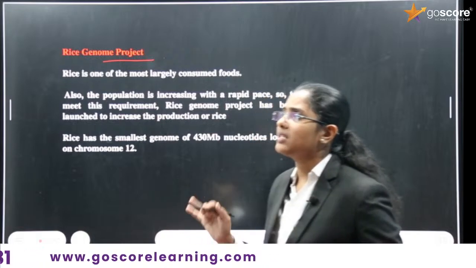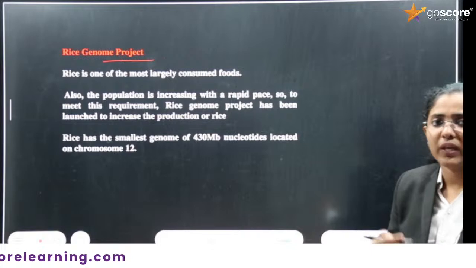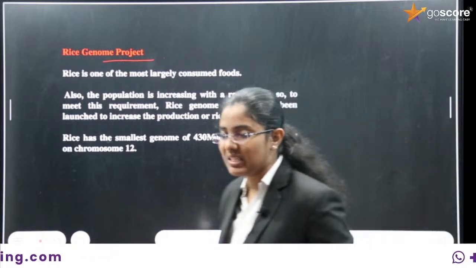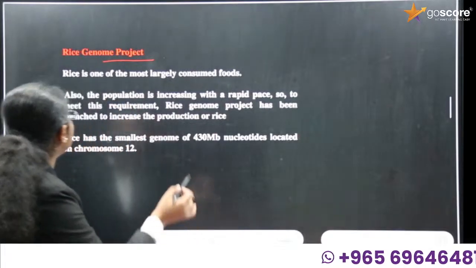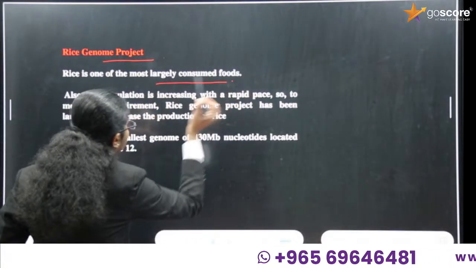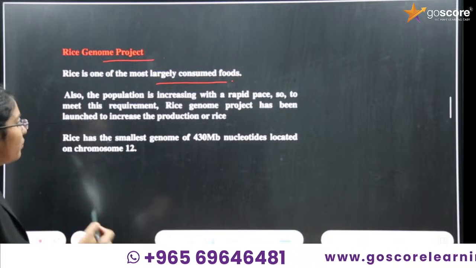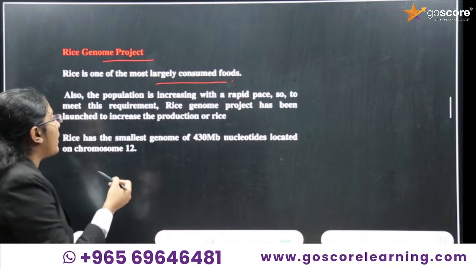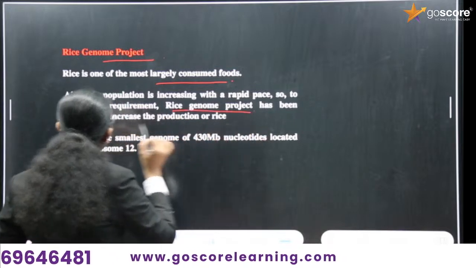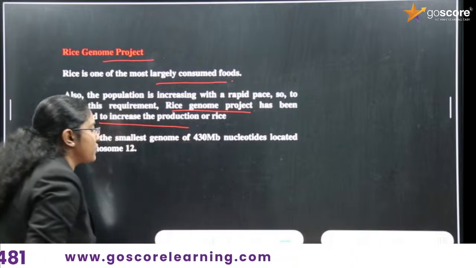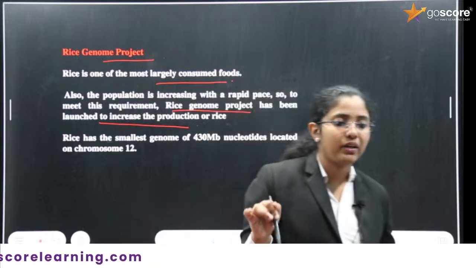So we have to understand what the different genes present in rice are, so we can improve the quality and quantity with different technologies like biotechnology. Rice is one of the most largely consumed foods. When the population increases, the requirement for rice also increases. So the Rice Genome Project has been launched to increase the production of rice with different technologies, as I told you, biotechnology.